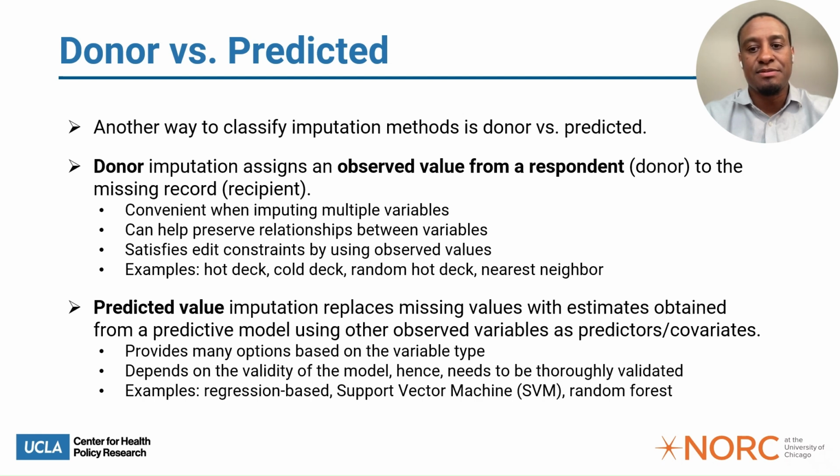The alternative is predicted value imputation, where a model generates a value based on other observed variables. This includes regression and machine learning methods. This approach is very flexible, but it depends heavily on the validity of the model.